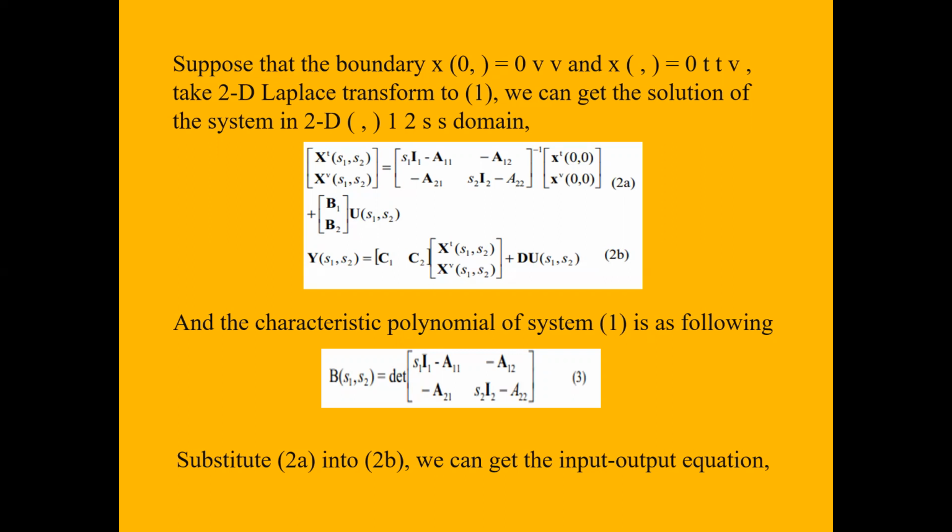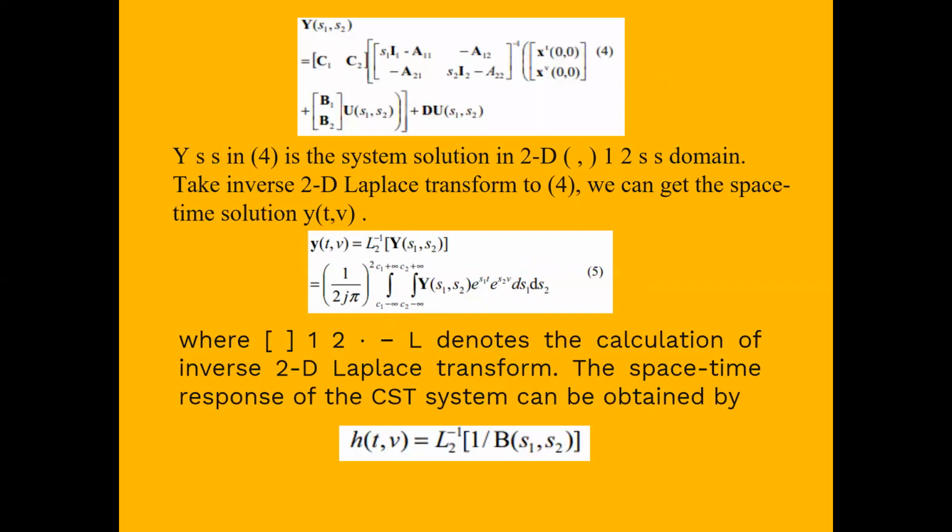Substituting 2a into 2b, we can get the input and output equation, which is y of s1 comma s2 is equal to c1 c2 whole matrix of s1 i1 minus a11, minus a12, minus a21, s2 i2 minus a22 whole inverse again a matrix of x to the power t of 0 comma 0 and x to the power v of 0 comma 0 plus b1 b2 and into u of s1 comma s2 plus du of s1 comma s2.